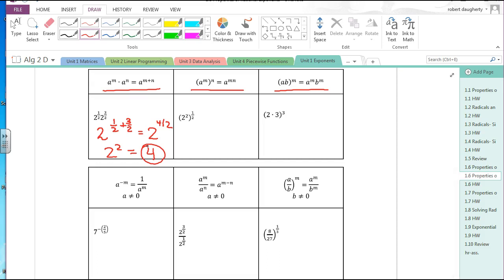2 squared to the 1/2. You multiply these exponents. So that's 2 times 1/2. And so 2 times 1/2 is 2 over 2, or 1. This is just 2 to the 1, which is 2.